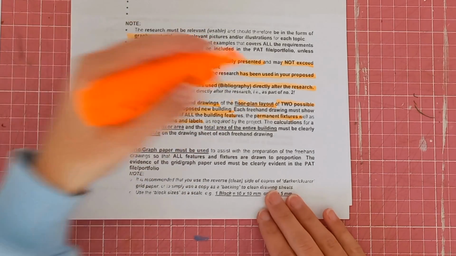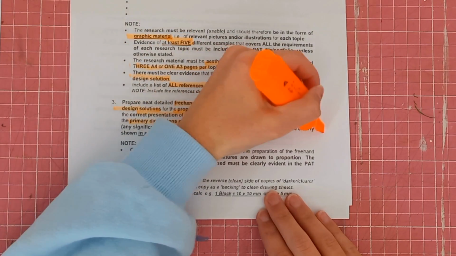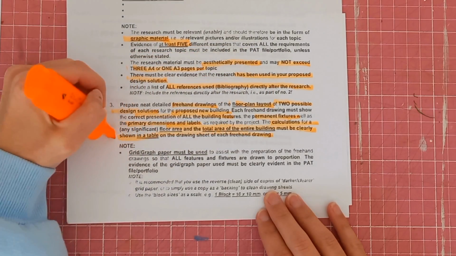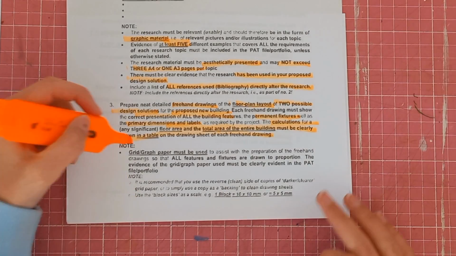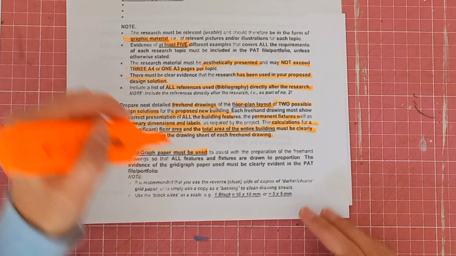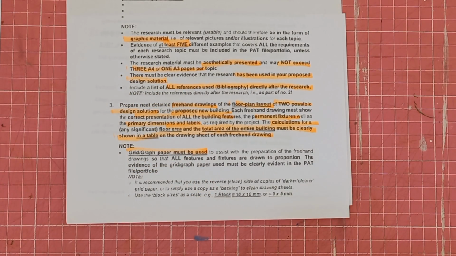The calculations for a floor area and the total area of the entire building must be clearly shown in the table on the drawing sheet of each freehand drawing. Okay. Note: grid graph paper must be used to assist with the presentation of the freehand drawings, so that all features of fixtures are drawn to proportion. The evidence of the grid graph paper must be used clearly. The grid graph paper used must be clearly evident in the PAT file portfolio, so meaning that if you do use your paper, you need to put it in with your PAT paper so that they can see that you used it.